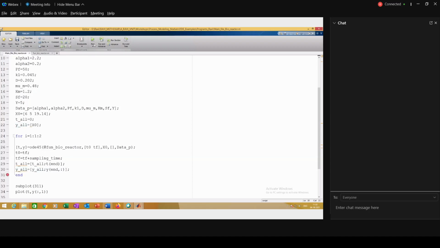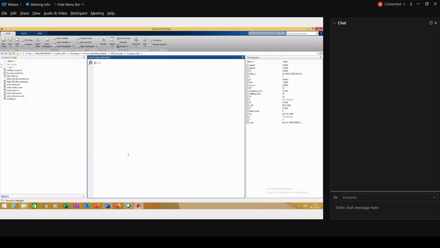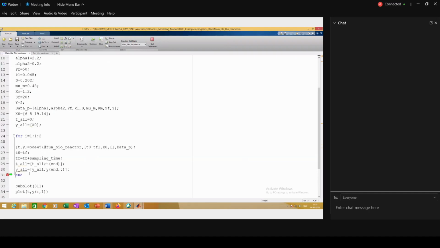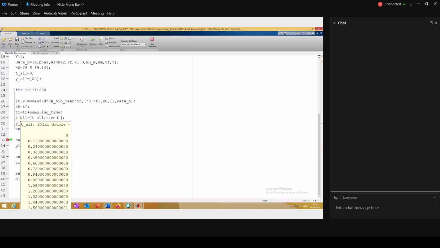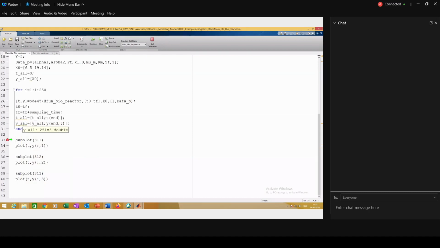Let's test it. Okay. So the first 2 by 1, let's look at T all. T underscore all. So I got 0, 0.12. Let's look at Y underscore all. So 6, 5, 19.14, this is the initial condition and these are the values. So it's working perfectly fine. Okay. Now let's run it for 250 iterations. Okay. So my T all is 251 because the initial value is there, and Y all is 251 by 3.